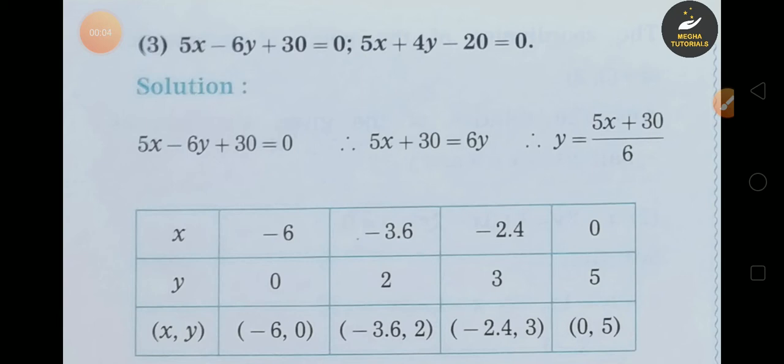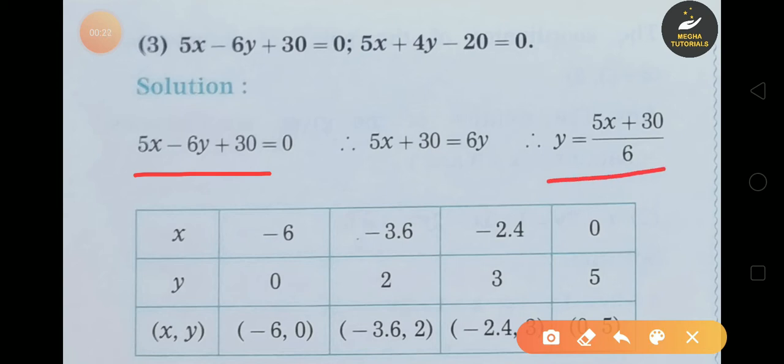Third question, equations are 5x minus 6y plus 30 is equal to 0 and 5x plus 4y minus 20 is equal to 0. So let us consider the first equation. 5x minus 6y plus 30 is equal to 0. Using transposition we can get y is equal to (5x plus 30) upon 6. In this case the numerator is 5x plus 30 and the denominator is 6. It means in the numerator you have to bring some values that are easily divisible by 6.